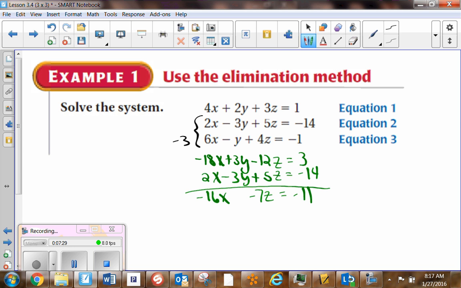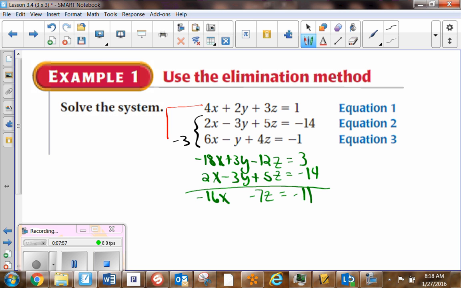Please do catch me if I make mistakes, because there's a lot of places you can make mistakes. Now, here's the key. Since I chose to get rid of y's first, now I need to go back and get rid of y again in two other equations. Right? I need to choose the same variable and get rid of it twice. So, which two do you want to put together this time to get rid of the y's?